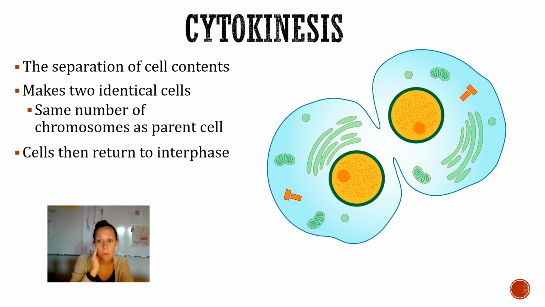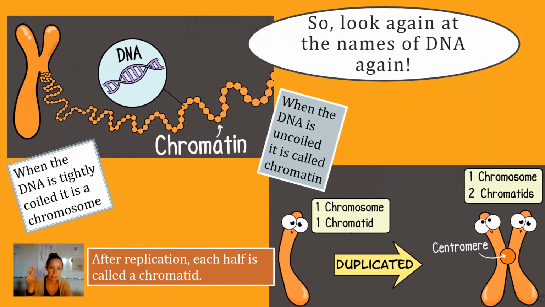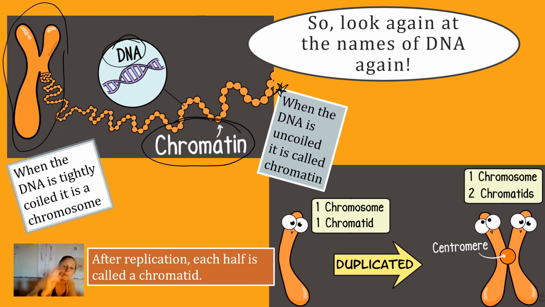Once the cells go through cytokinesis, they return to interphase. So they went all the way through the cell cycle, and we're back in interphase. So here again, let's look at all the names we've called DNA this week. Up here, we have DNA. DNA, when it's loosely coiled, is called chromatin, and your definition is right here, okay? And then when it's tightly coiled, it becomes a chromosome.